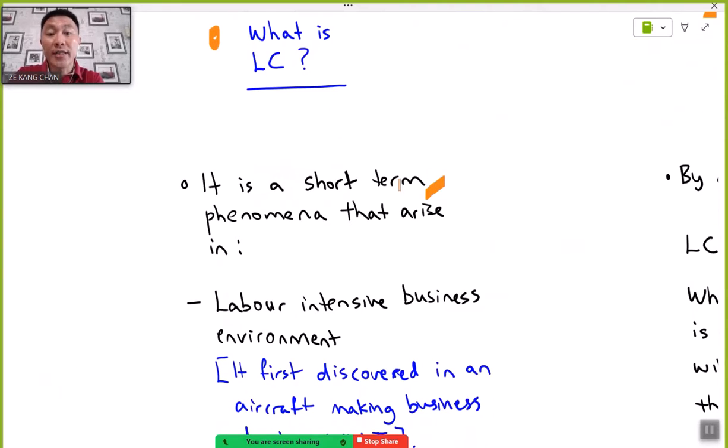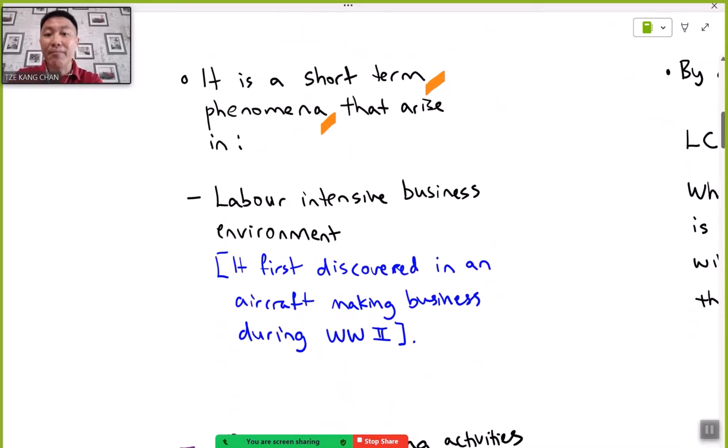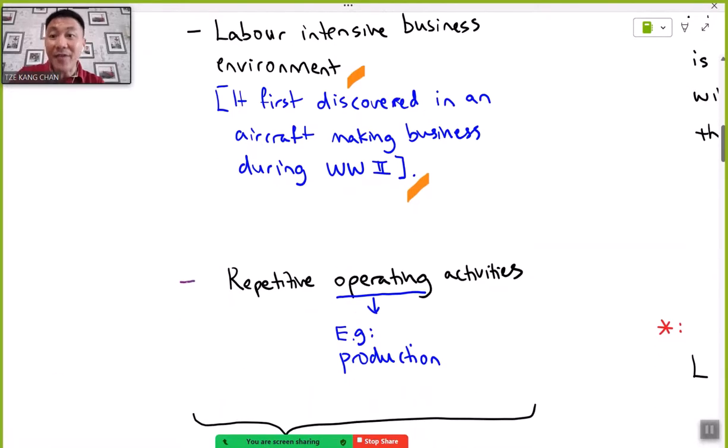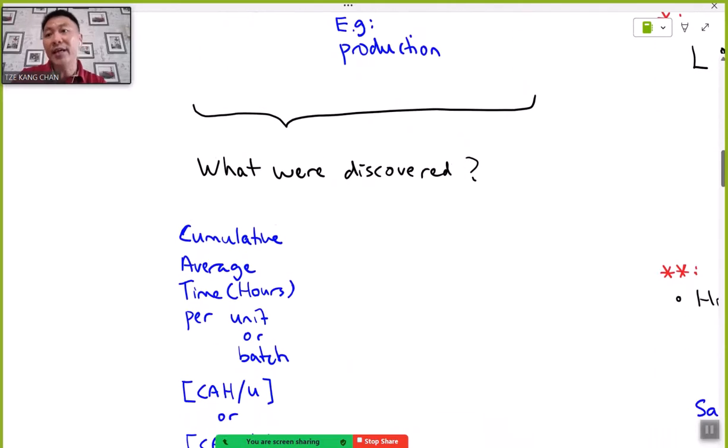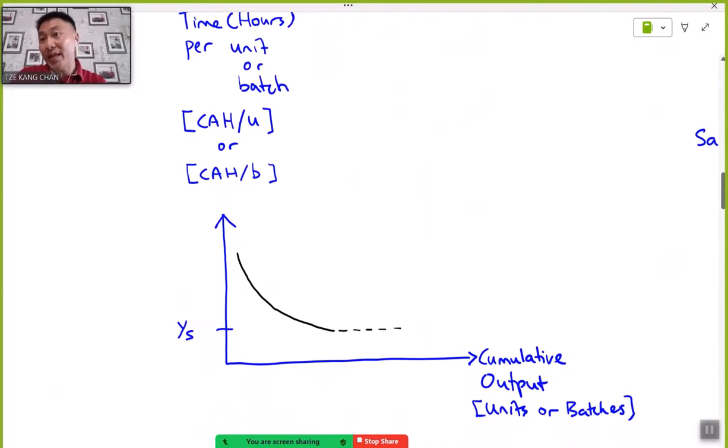Firstly, it is a short-term phenomenon arising in a business environment that is highly labor intensive. The story background of this environment originates from aircraft making businesses during World War II. In this environment, business activity was highly repetitive. Production in particular refers to the nature of work carried out by the workers being similar or the same day after day. With these two criteria, that's where the learning curve was discovered. In short, the phenomenon is represented by the following diagram.